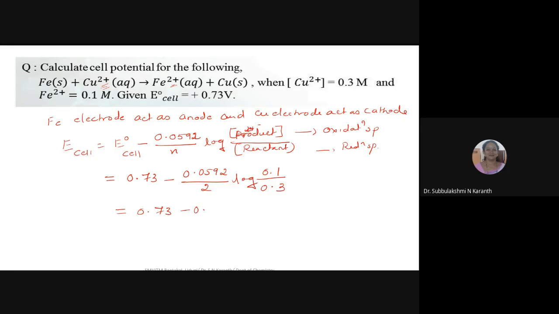0.73 minus 0.0296 log 0.1 by 0.3. Okay. After this, you can get, I think, 0.8 volt potential. That is E cell. For this particular cell, you will get 0.8 volt of potential. In this way, you can calculate the cell potential. Any doubt under this? Any doubt?